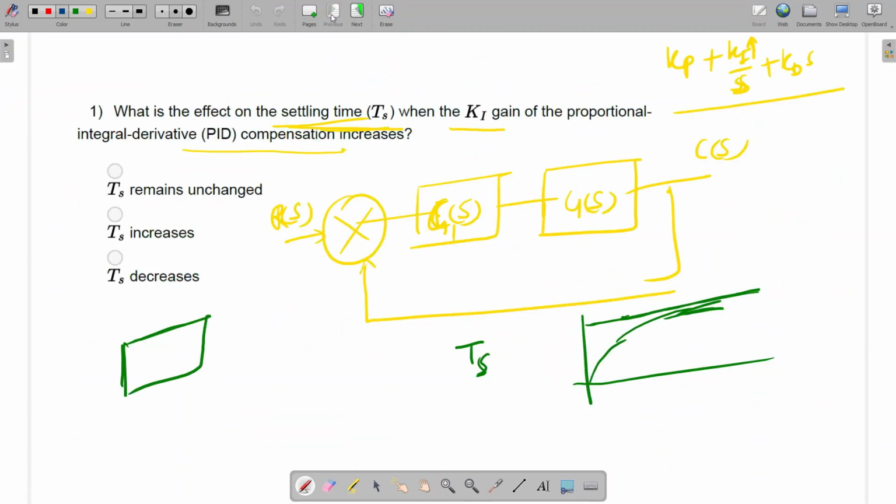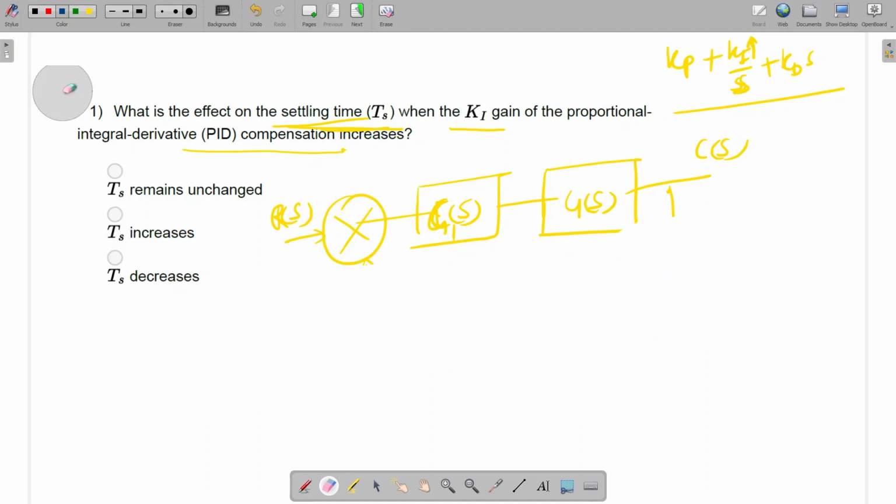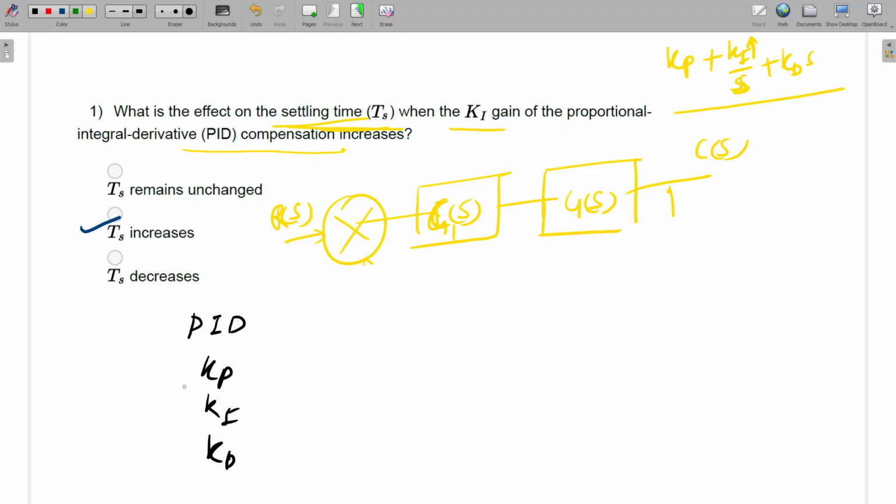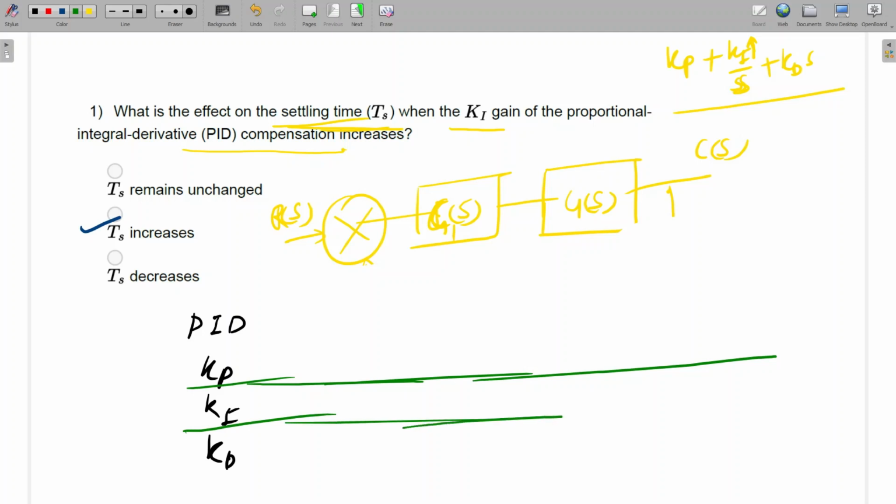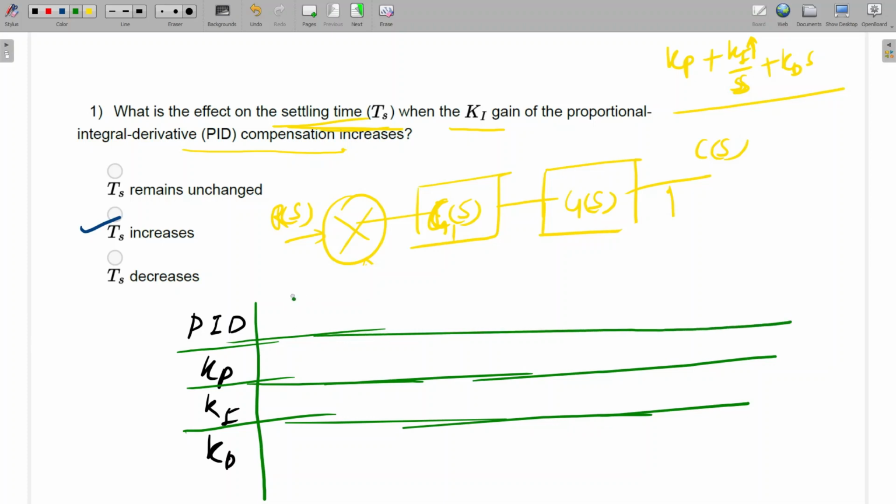So Ts will increase. I will write a table here that you can memorize. So Ts is increasing. Is it clear? For a PID controller, if we are increasing some values, what will happen? That I am writing here. KP, KI, and KD. If we increase all these values, what will happen? That I am summarizing here. If KP we are increasing, percentage overshoot will increase.